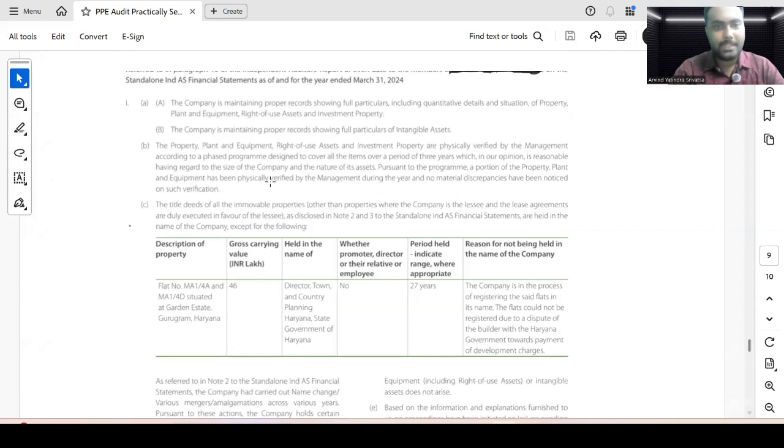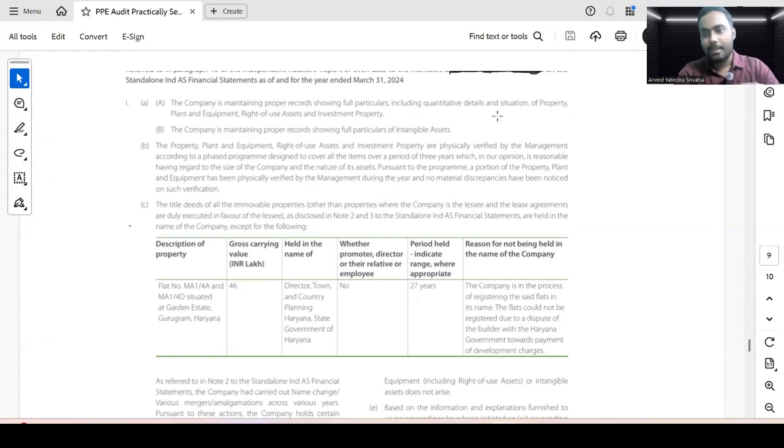So basically, the company is maintaining proper records showing full particulars, including quantitative details and situation of property, plant and equipment, right of use assets, and investment property. Basically, the quantity which is physically available has to match with the quantity in the FAR. Let's say there are 3 assets physically available. In your FAR also, the quantity has to be 3. It shouldn't be 4 or it shouldn't be 2. I hope you understood this.